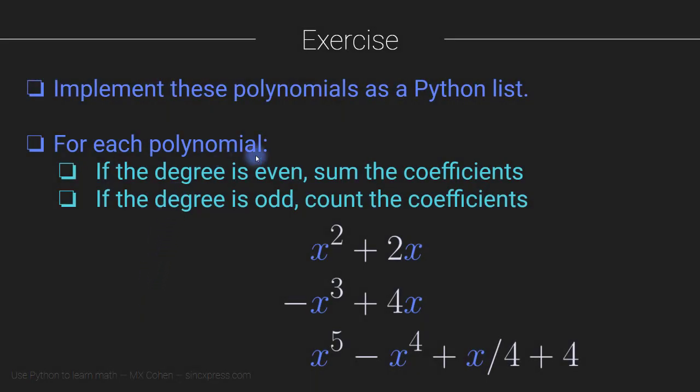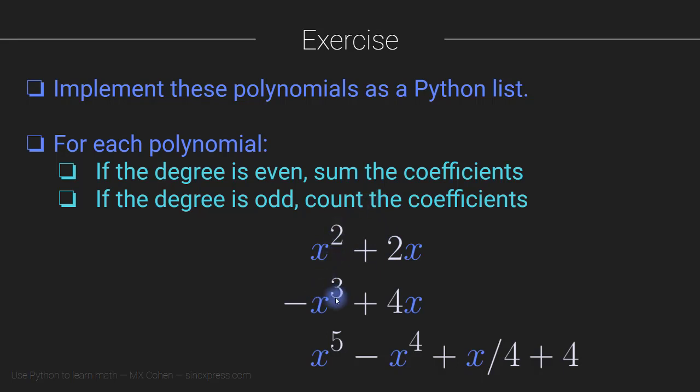The exercise for this video is to first implement these polynomials, these 3, as a list in Python. So this is the first, the second, and the third. So implement these as a Python list, and then you have to loop through, and for each of them you have to calculate the degree of the polynomial. If the degree is even, then you sum the coefficients. And if the degree is odd, then you count the number of coefficients. So for example, the degree of this polynomial is 2. So we would sum the coefficients. The coefficients are 1 and 2. So that would be 3.